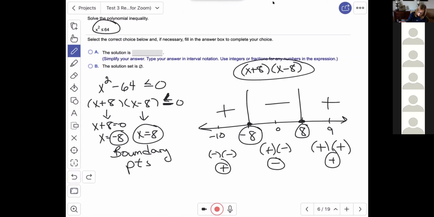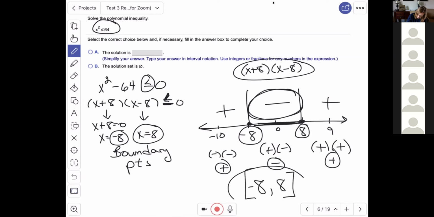All right, but regardless, let's finish it. We're looking for less than or equal to 0, which is a negative number, which means that's my region. This is my region of my x's. So we write it from -8 to 8. The straight lines meant brackets. And there's my answer, -8 to 8.